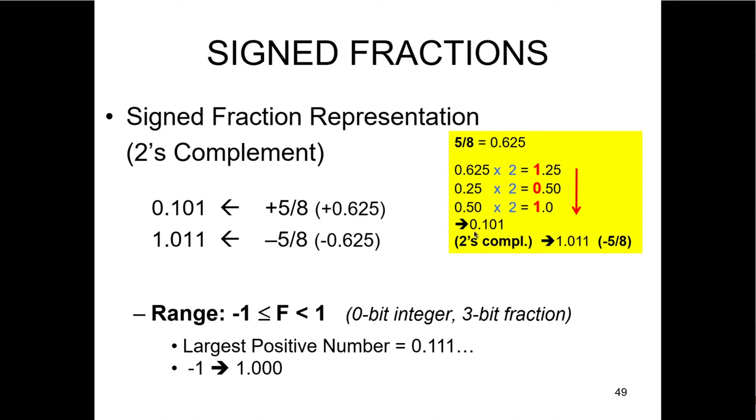All right, and then this 0.625 positive is 0.101, but in two's complement, negative 5/8 is 1.011. All right.